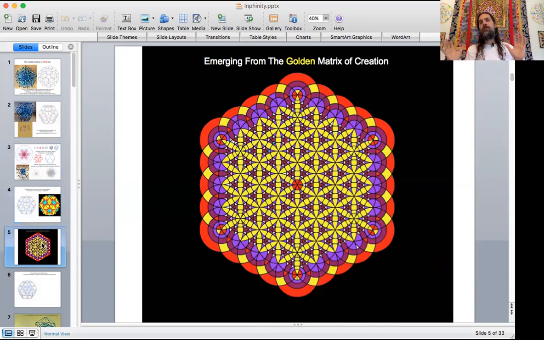And I have to say that this really all emerged from this circle template that I've talked about. This is a while ago, I talked about this one. It has a name now, the golden matrix of creation.